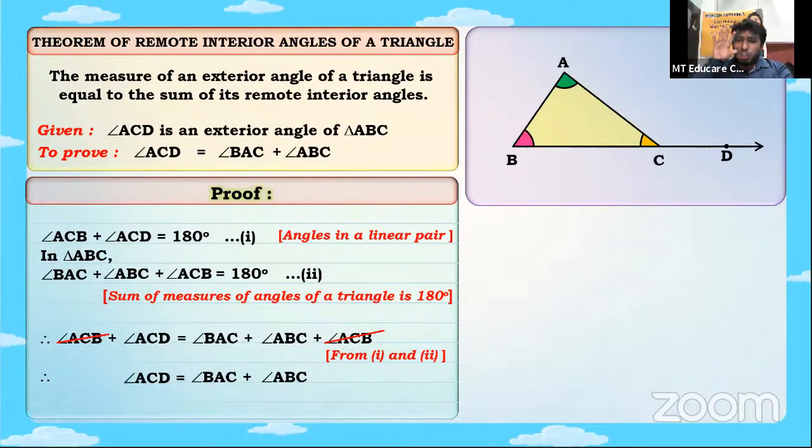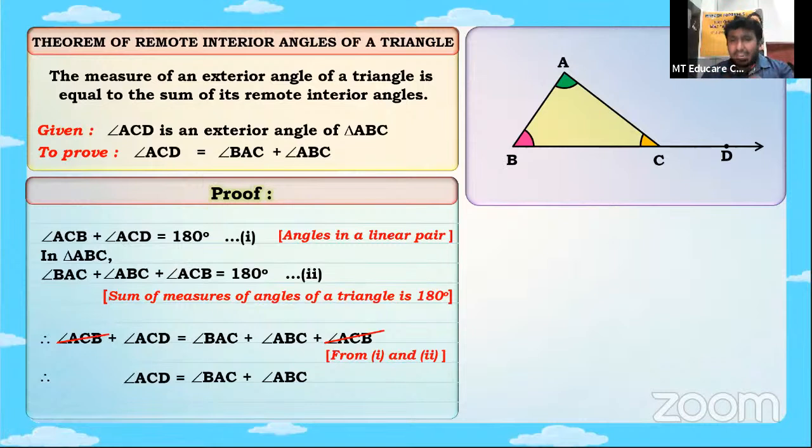Then students, you are going to draw the figure. After drawing the figure, you are supposed to write given. After completing given, you are supposed to write to prove. After completing to prove, you are supposed to write the entire proof. Given, to prove and proof, all the three headings will be double underlined with pencil.